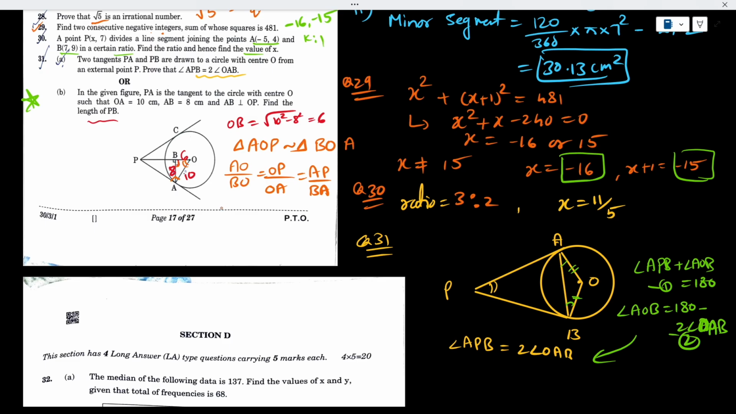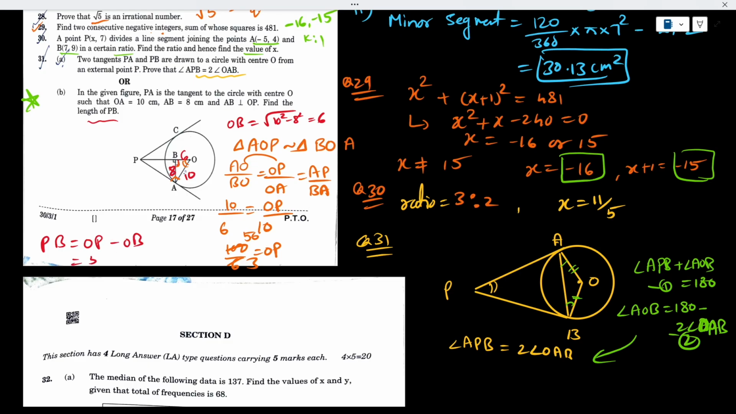Now what is the length of OP? We don't know. The OA length is known, and the OB length is also known. So OA length is 10, 10 by OB length which is 6, will be equal to OP by OA, that is also 10. If you do this, it will be 100 by 6 is equal to OP, which is nothing but 50 by 3. Here I need to find out the PB length, so PB will be equal to OP minus OB.